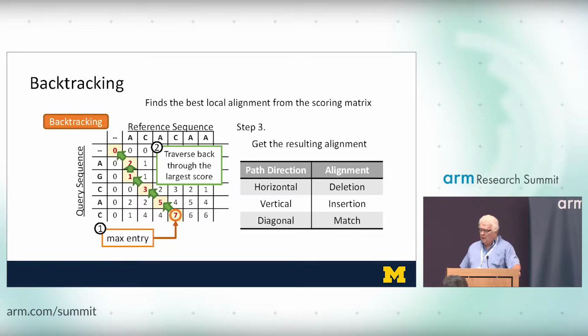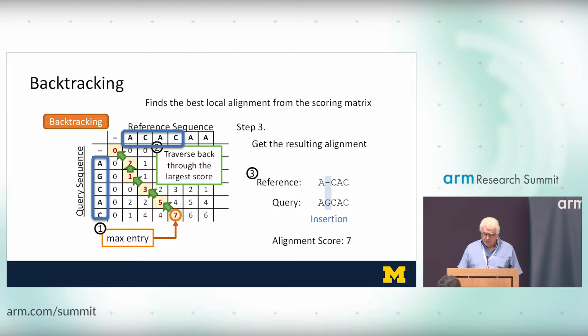And this is what I said about the path direction: if it's diagonal, it's a match. If the path goes up, like it does here, there's an insertion, and if it goes across, there is an example here, that means there's a deletion in the query sequence with respect to the reference sequence. So that's our match in this little example.